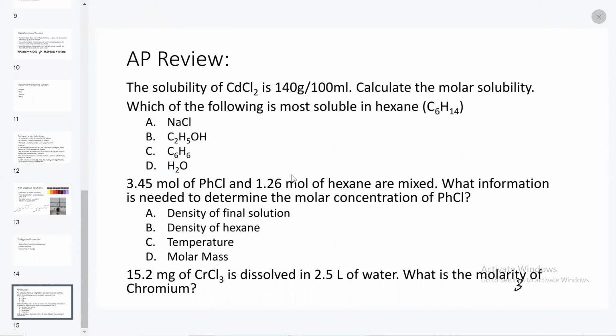Since we already know how many moles there are, to find the mass, all we need to know is the molar mass, right? So we need to know the molar mass and the density. Now, the density of hexane is not good enough since we have this phenyl chloride here, and the density of hexane tells us nothing about the phenyl chloride. So we can rule that out. And temperature has no effect since the temperature will not be able to tell us what the density is, okay? And I think the last one is basically the same thing as this one. So do we have any questions about anything?